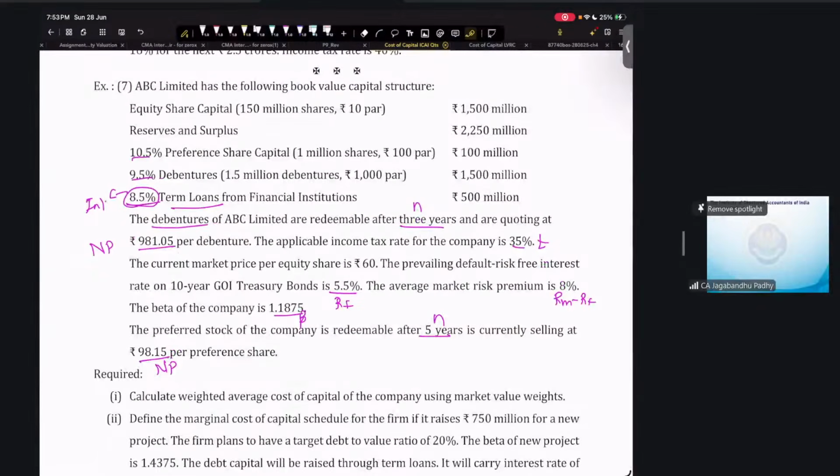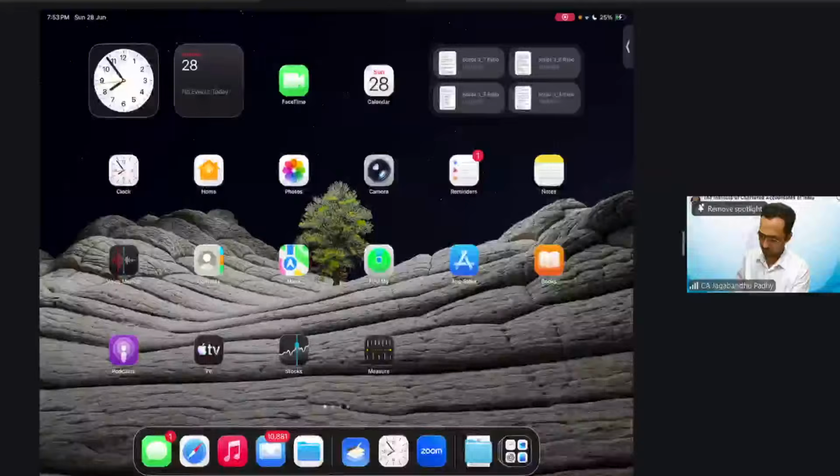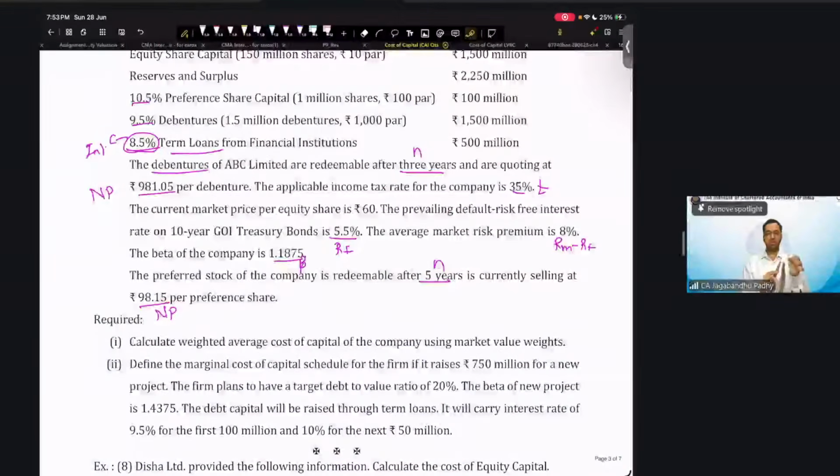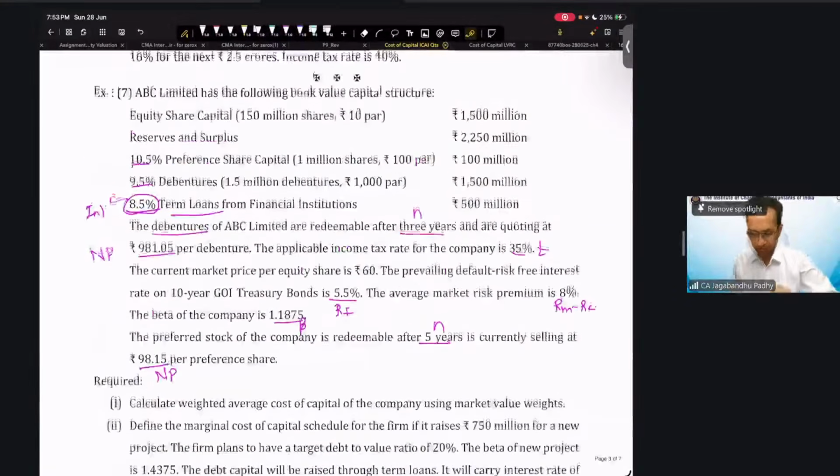Okay. So what's the answer for K? What's the answer for K? How much is cost of equity, guys? 15%. Yep.